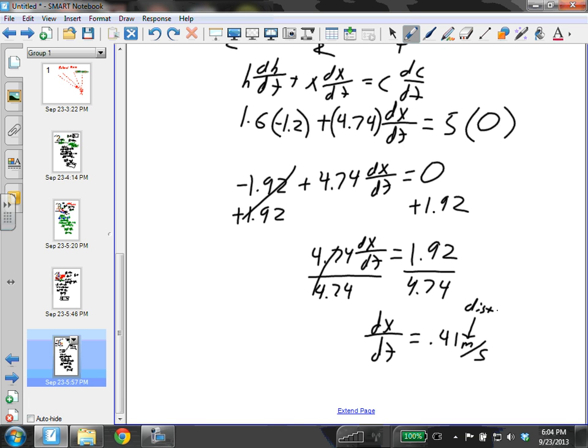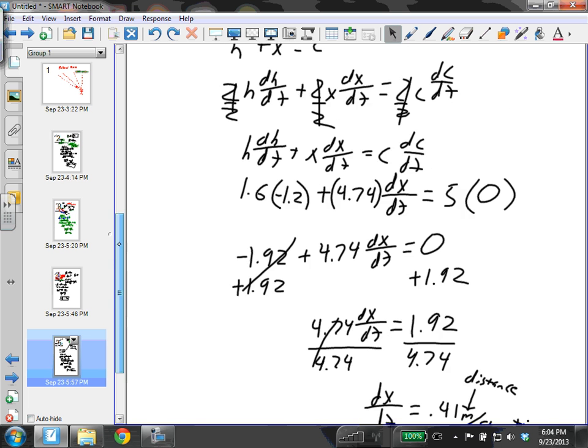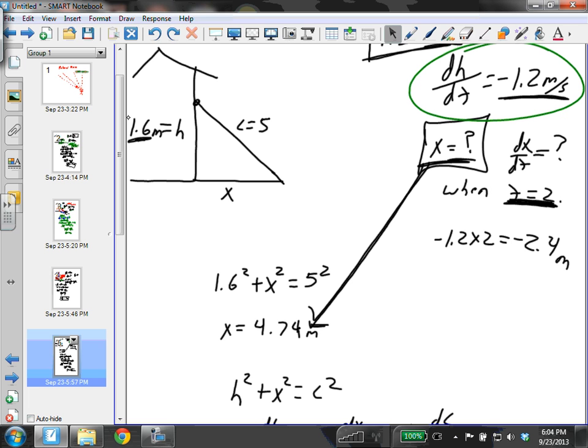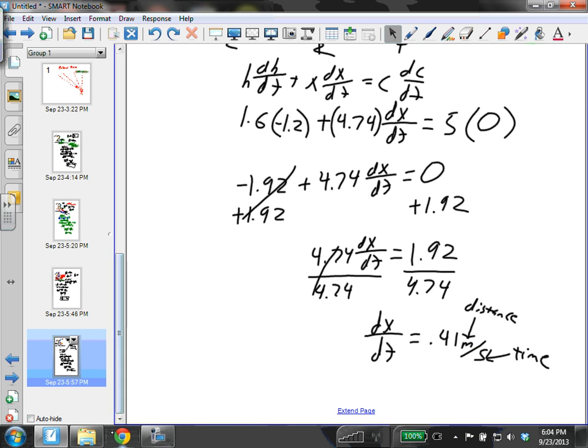Distance over time. It's a rate, the change. And it is positive because if h is moving down, then x should be moving out, so this thing should be lengthening. So the change in x with respect to time should be positive. So it is 0.41 meters per second.